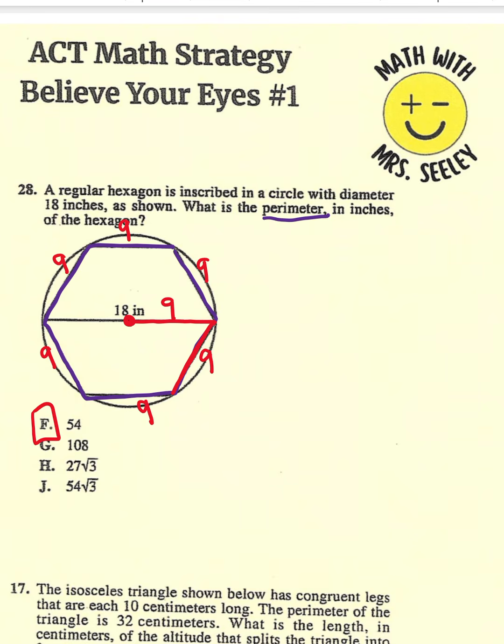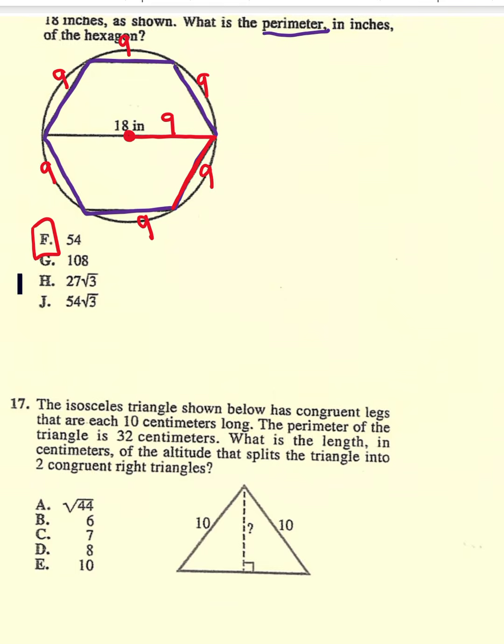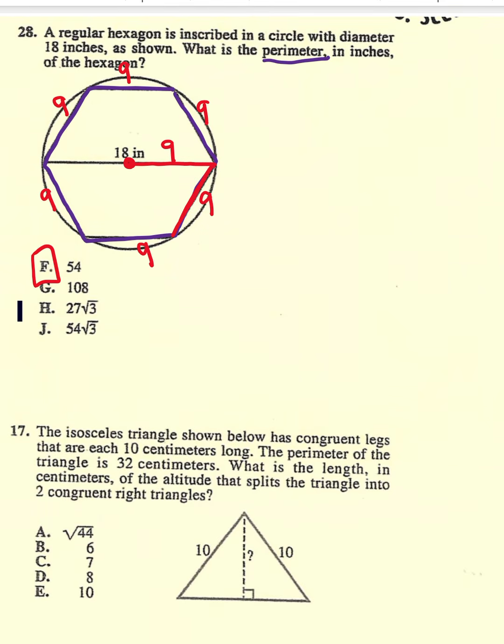Let's take a look at this next one, number 17. We're given that we have an isosceles triangle and the congruent legs are 10 each, and the perimeter is 32. Remember, perimeter is once again all the way around. What is the length of the altitude? So where the question mark is, that's what they want.